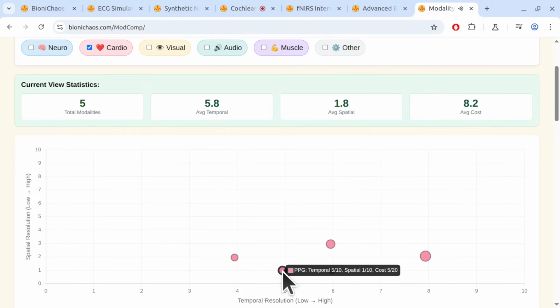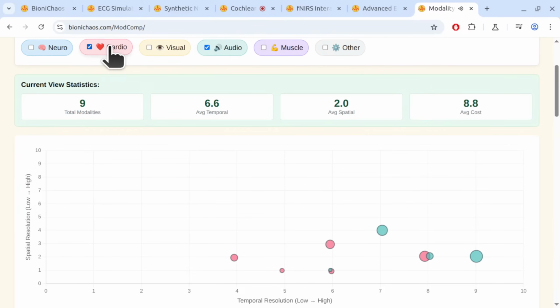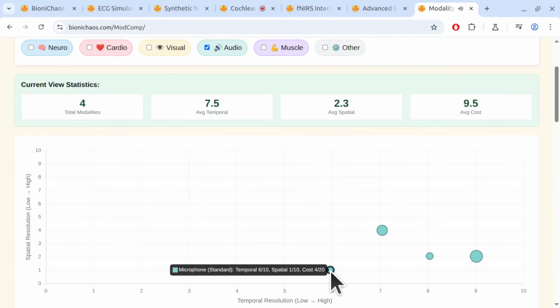Proof that sometimes good enough is actually revolutionary. Okay, what about audio modalities? Beyond just recording podcasts. Yeah. So a standard microphone like we're using now, pretty good temporal at 6, basically no spatial to speak of, 1. Yeah. And cheap, 4 out of 20 cost. Great for speech, basic audio capture.